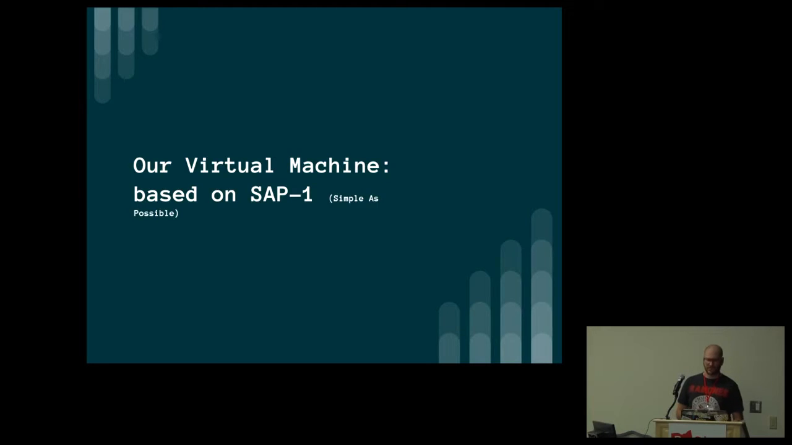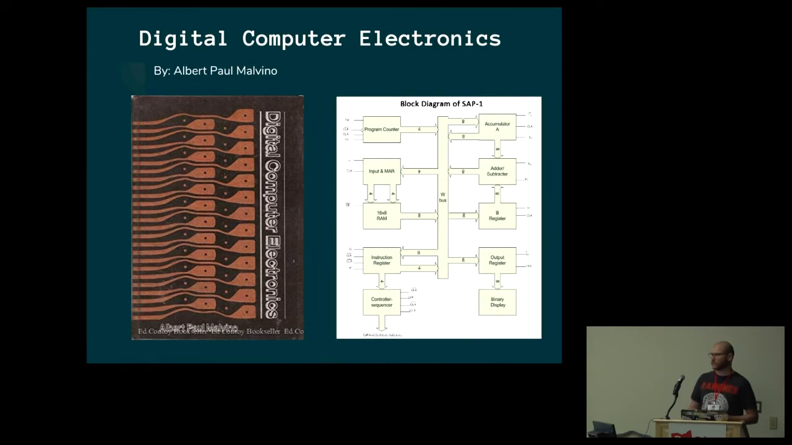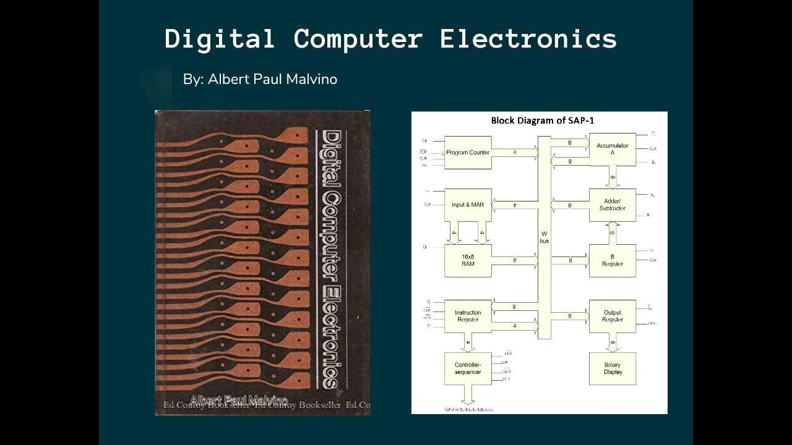So the virtual machine that we're going to look at today, or actually a CPU emulator, it's not a virtual machine, is called the SAP-1. It's not the SAP of the company that you may be thinking of, it's Simple As Possible. It's from this book by Albert Malvino, Digital Computer Electronics. So this is the basic block diagram, schematic type thing for the CPU. You can see something that's called accumulator, adder, subtractor, register. And down the center is this, they call it a bus, and I'll explain that in a bit. But these are the main structures that are inside of the CPU.